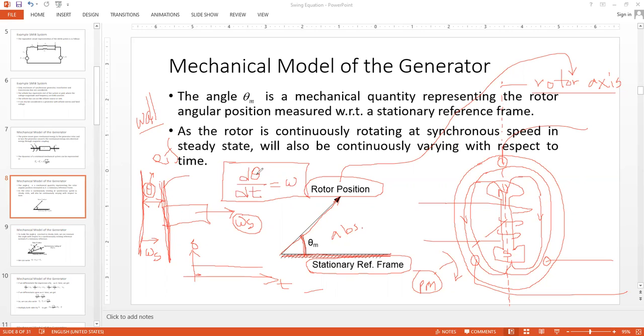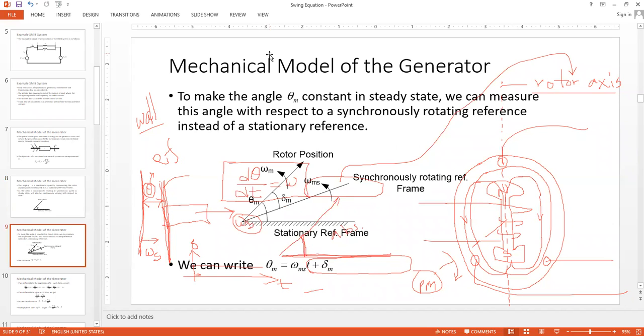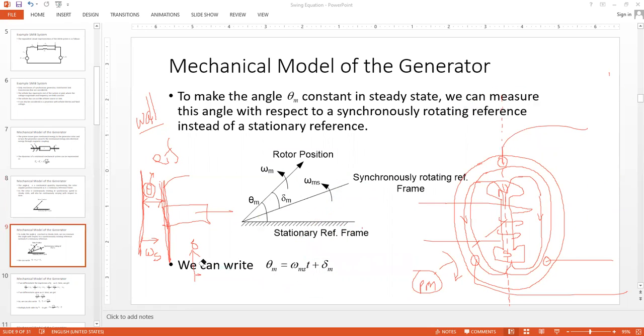Theta is the rotor position measured with respect to some fixed frame, the stationary reference frame. So whatever omega is obtained will be absolute omega, not relative omega. That is the absolute speed of the rotor. Now come to the next scenario where we take a relative measurement of the rotor position. Instead of the stationary frame, we take the rotating reference frame, because we want a relative measurement of rotor position as well as rotor speed.